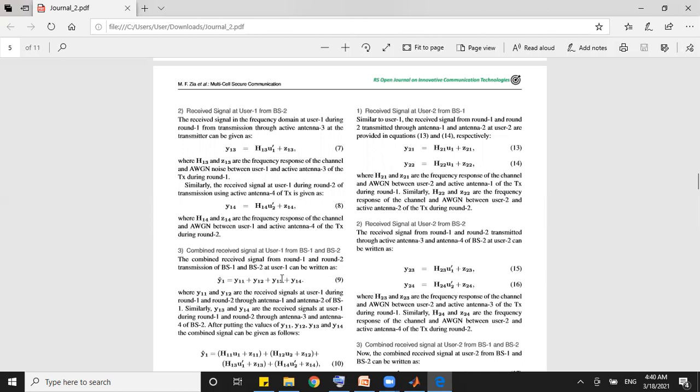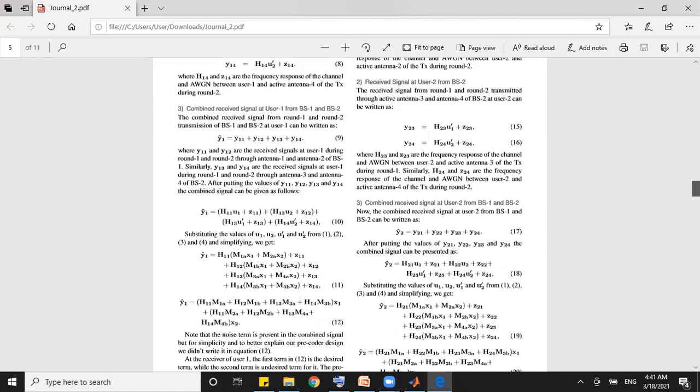The combined receive signal at user 1 from base station 1 and base station 2 is the sum of receive signals from antenna 1, 2, 3, and 4. And by putting in the values, we can solve the equation as follows.